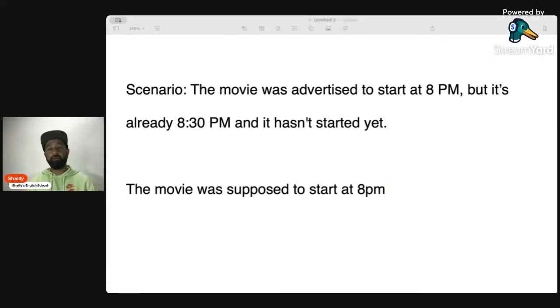Now be careful when you're making these sentences with be supposed to. If you noticed, I use past tense. The movie was supposed to start at 8 p.m. because I'm talking about a past action. But if we're talking about a routine, something that is always planned to happen, but it didn't or doesn't happen, then we can use present tense. Okay, so we can change it from present tense to past tense.